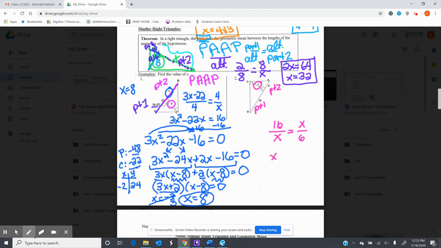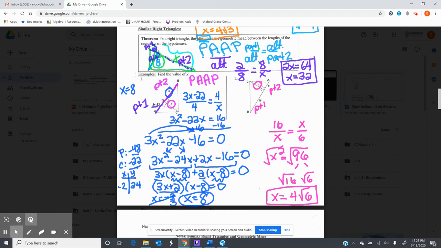Cross products gives us x squared equals 96. And we take the square root of each side to simplify the radical into the square root of 16 goes into 96 6 times. Those were actually the 2 numbers we just multiplied. So x becomes 4 square roots of 6. So again, that's your altitude rule, in order to find parts when you have a big right triangle with an altitude splitting the triangle into 3 similar triangles, the big one and the 2 small.